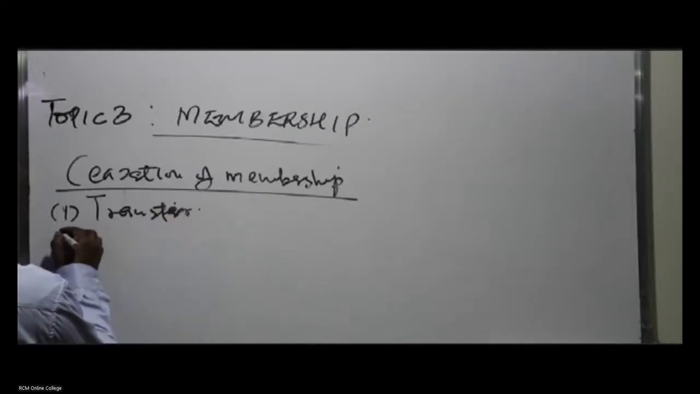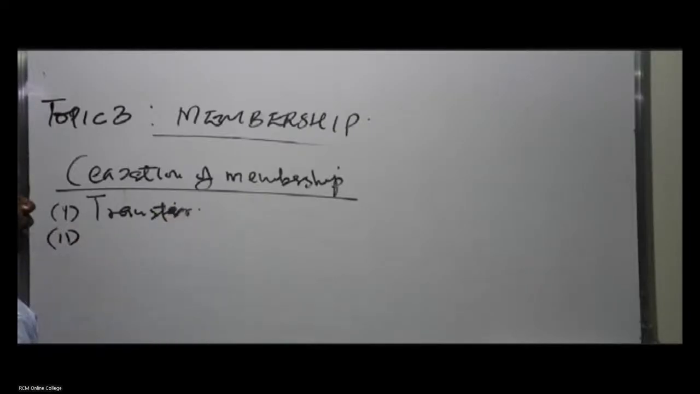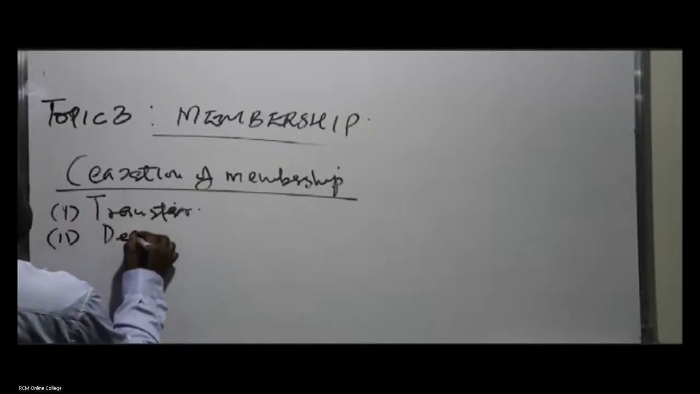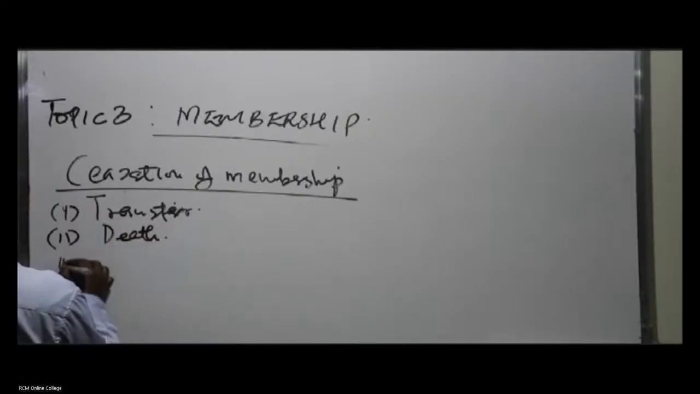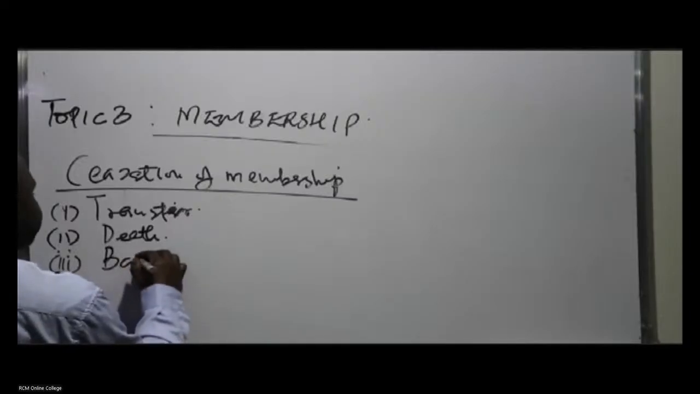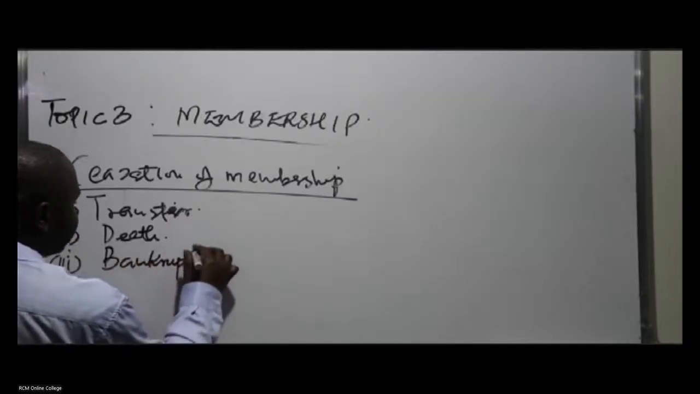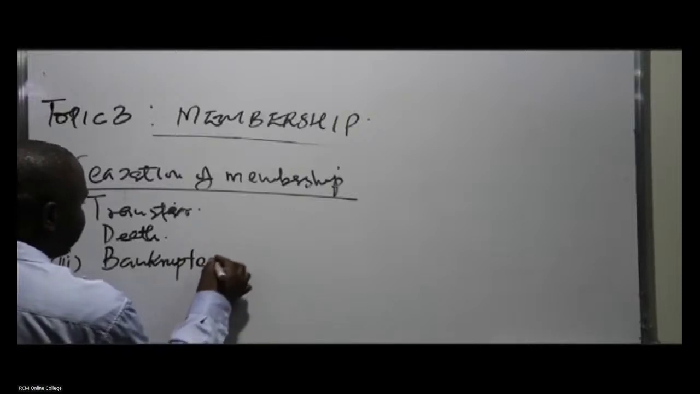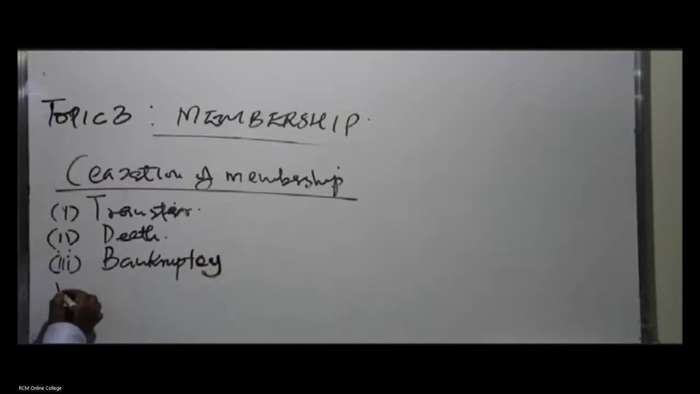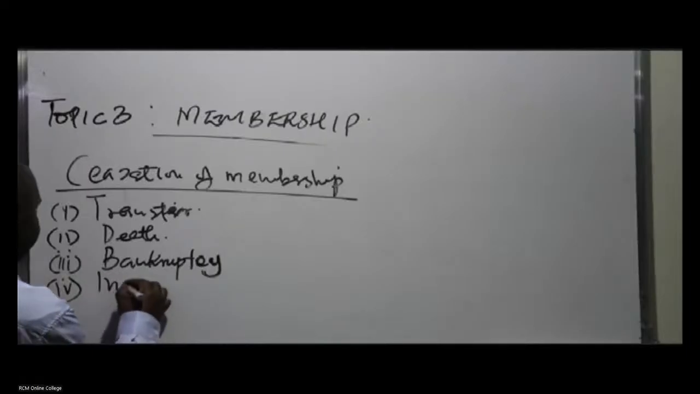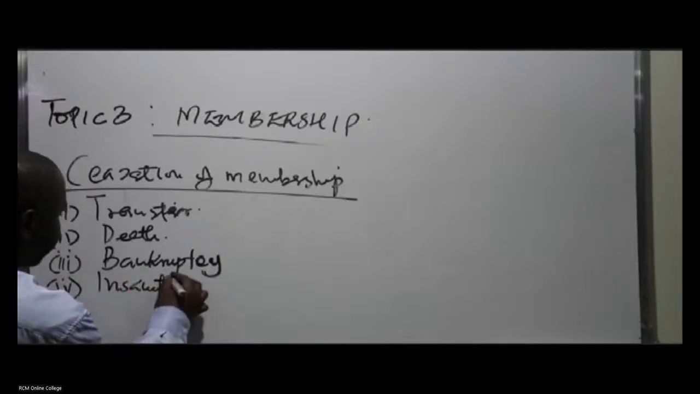Then the other one, transmission. You can break it down: death, bankruptcy, insanity. This is how we make marks in the exam. Don't write it as one, or you'll be reducing your marks. You have to be very smart and strategic in this exam. So you break that one down so that you make more marks. In case of death, bankruptcy, insanity, of course, if you look at your notes, they are there.